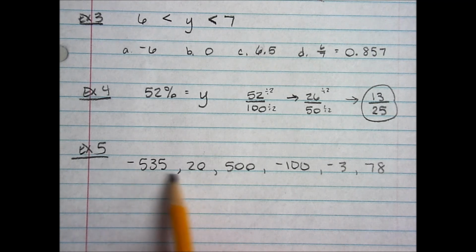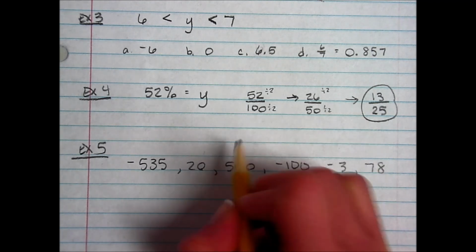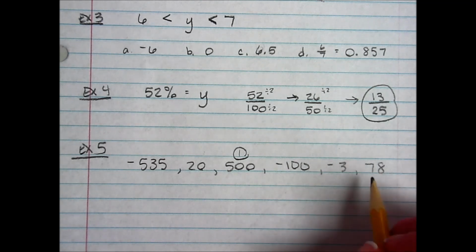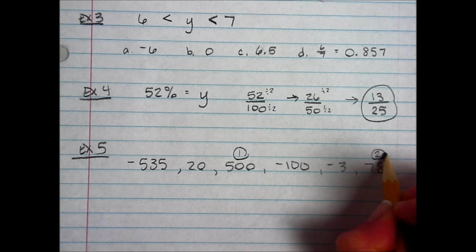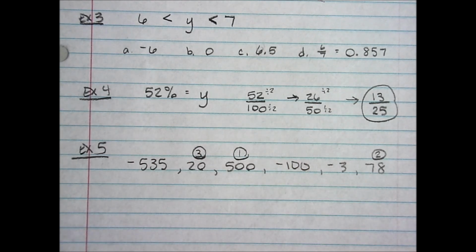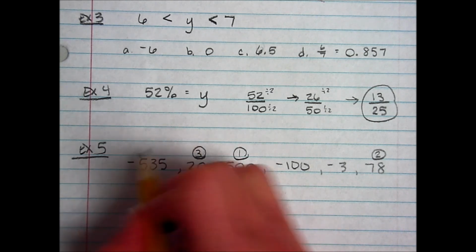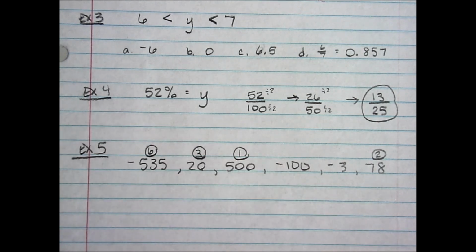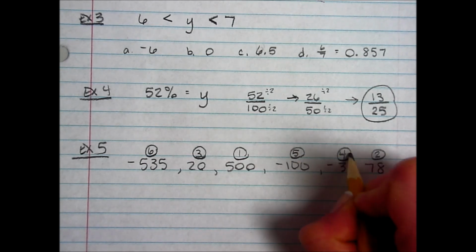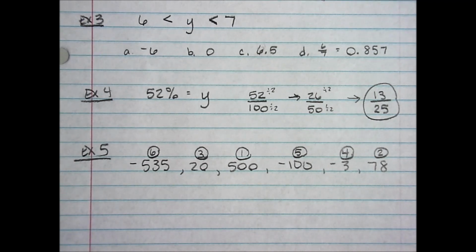So the largest number I see is this positive 500. Okay, and then we will go to the positive 78, and then the positive 20. So now I'm in negative world, and I have to say to myself again, remember, in negative world, bigger is really smaller. So the very smallest will be this very biggest. So there's the 6 and 5 and 4. And now they're in order from least to greatest.